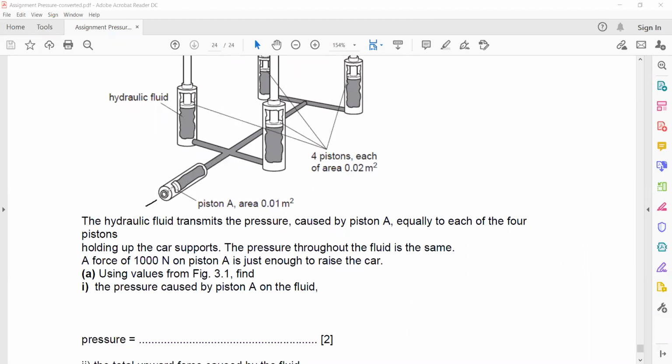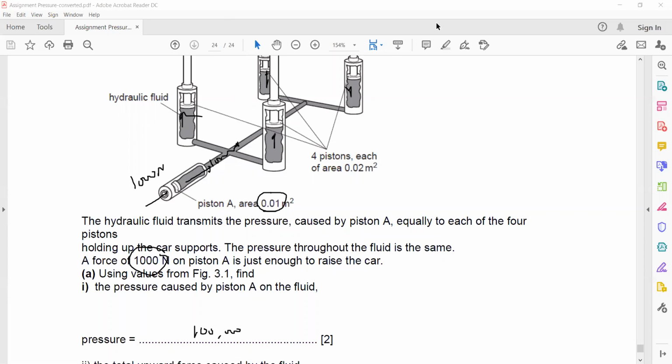So we apply a force of 1000 Newton on an area of 0.01 meter square. How much pressure did we apply? We applied a pressure of 100,000 Pascal. If we apply 100,000 Pascal, the same amount of pressure is applied equally in all the directions. So the first answer is 100,000 Pascal, because the force is 1000 and the area is 0.01.